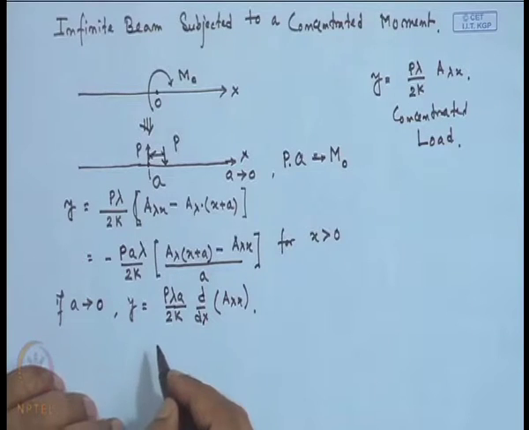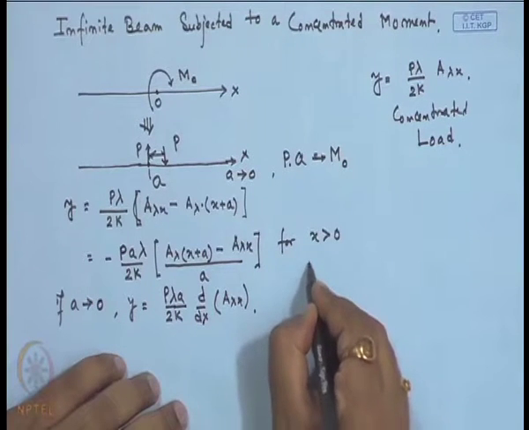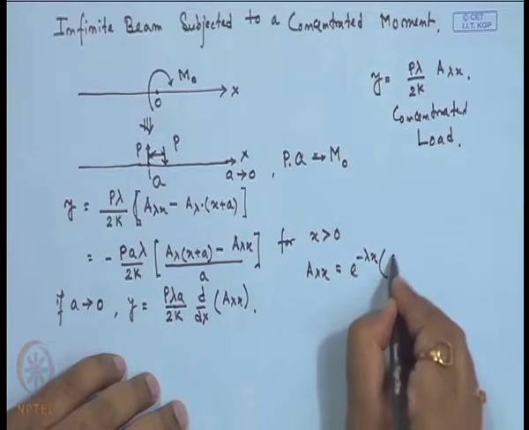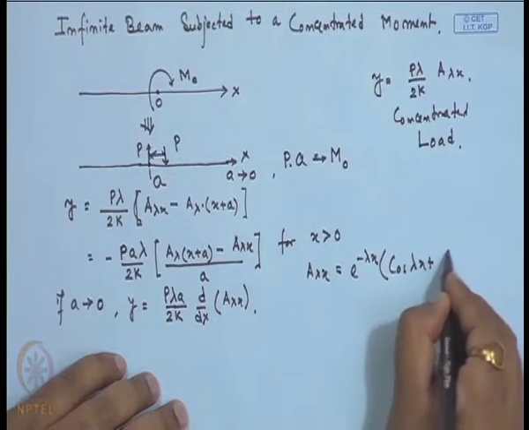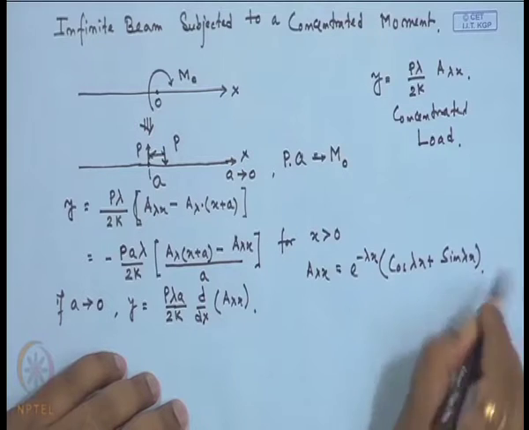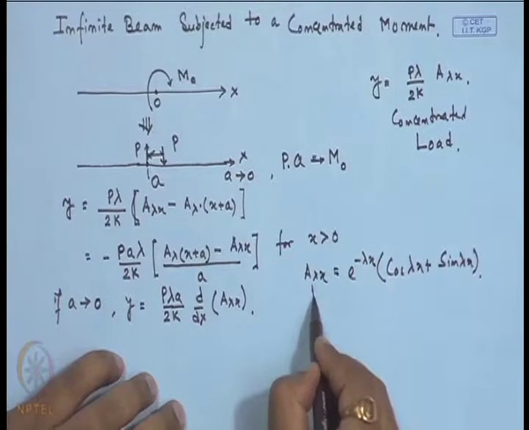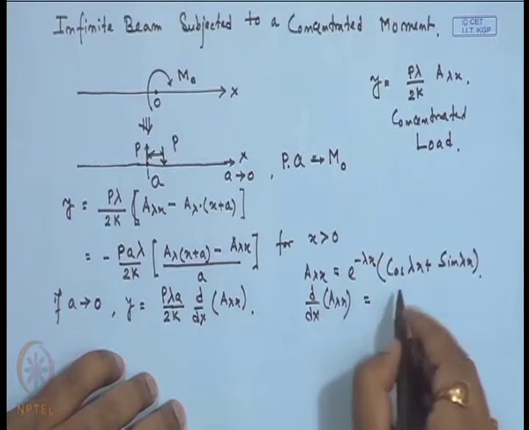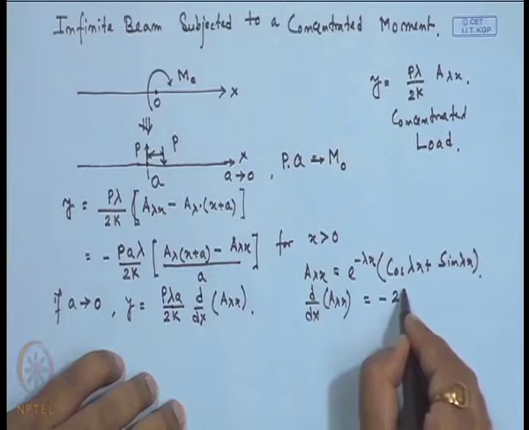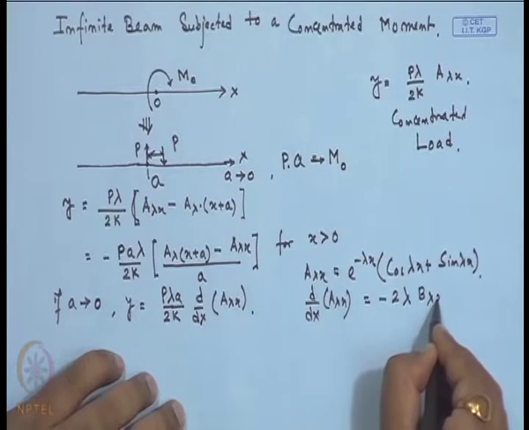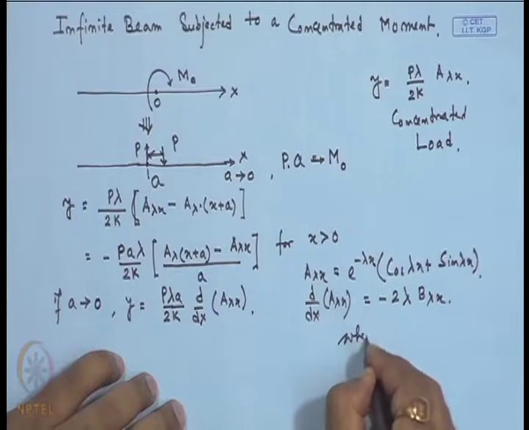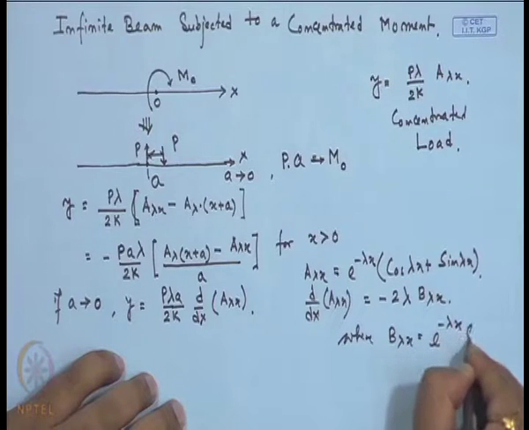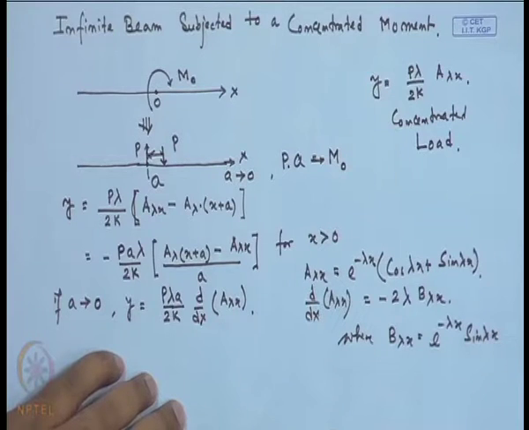Now we know that A lambda x is equal to e to the power minus lambda x into cos lambda x plus sin lambda x. So, d dx of A lambda x will be equal to minus 2 lambda B lambda x, where we know that B lambda x is equal to e to the power minus lambda x sin lambda x.